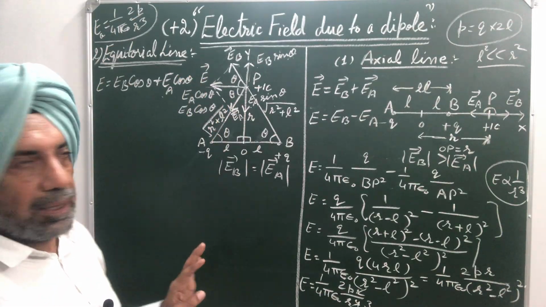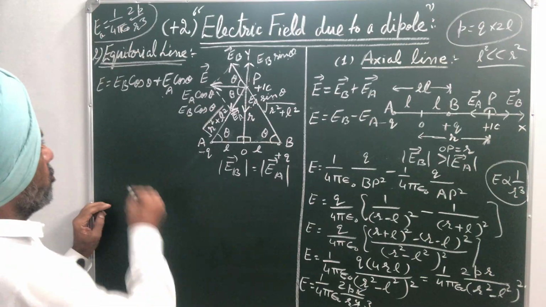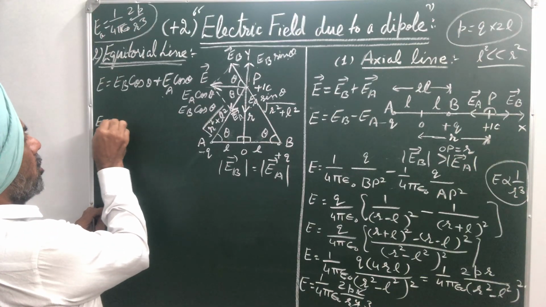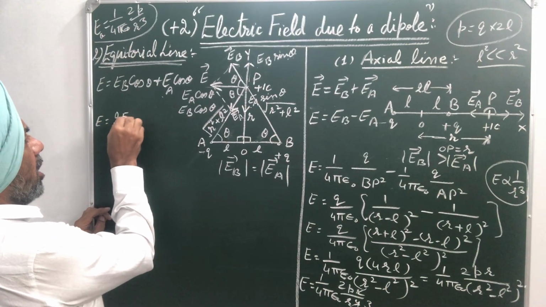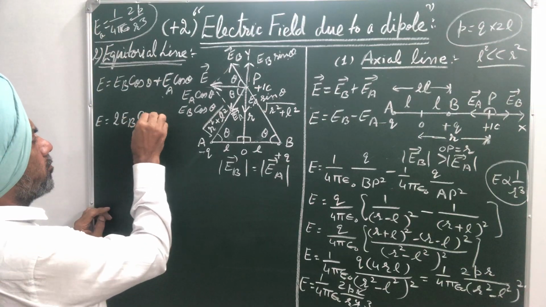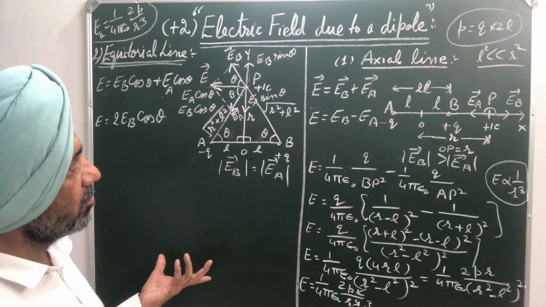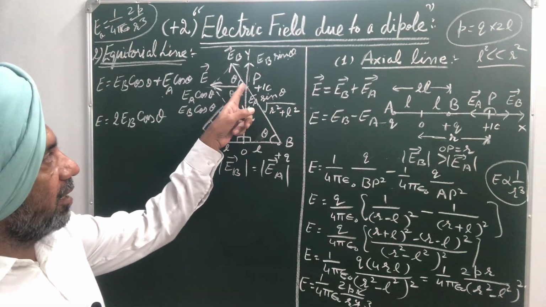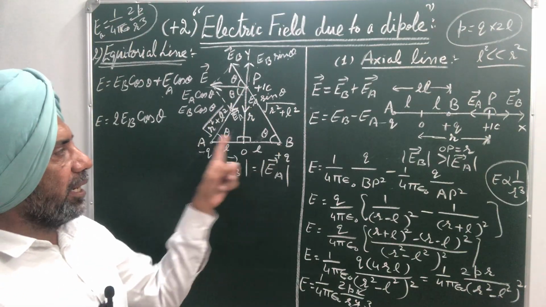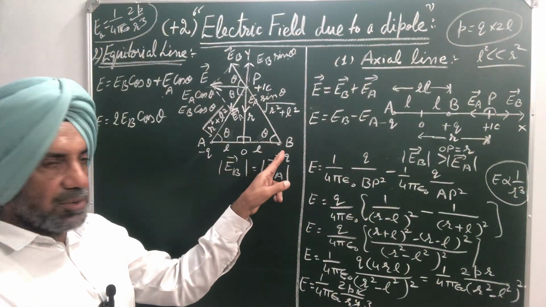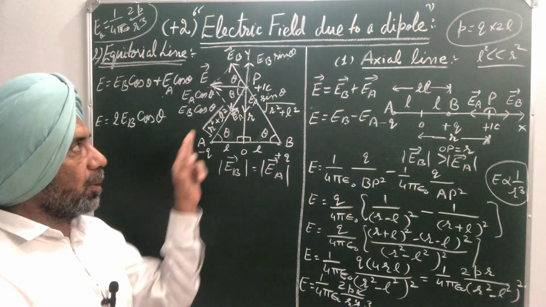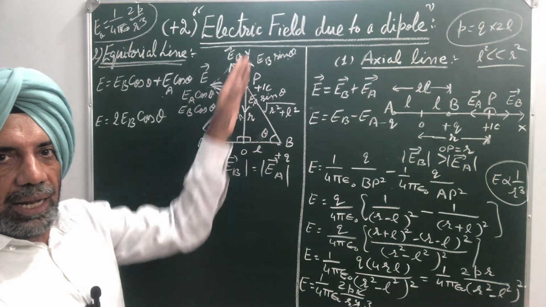But EB magnitude is equal to EA magnitude, so we can write E is equal to 2 EB cos theta or 2 EA cos theta. And the direction of the resultant electric field will be from B to A, that is, from positive charge to negative charge, perpendicular to the equatorial line.